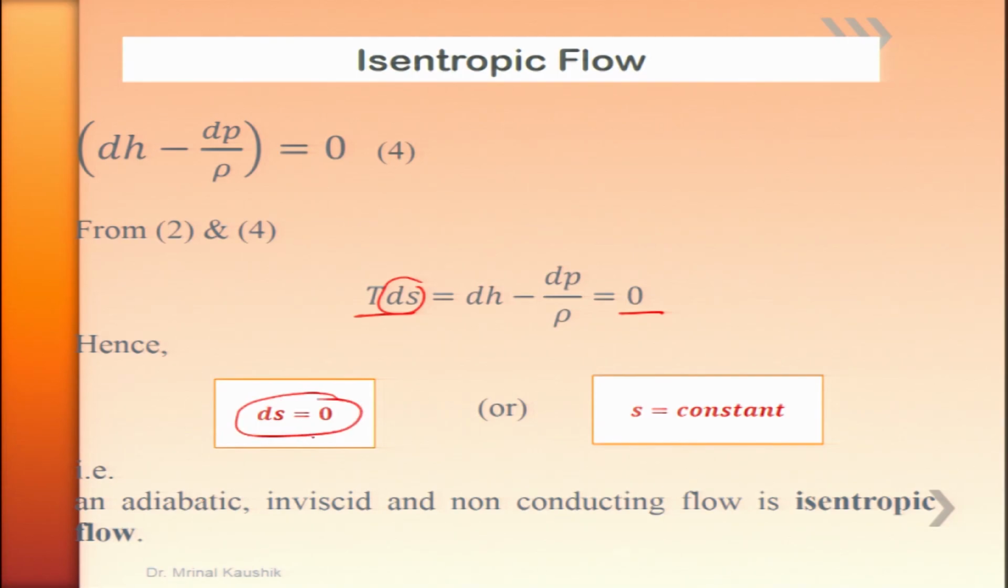That means if you integrate, the change in entropy is 0. That means the entropy is essentially constant for this process where you are applying the steady non-conducting adiabatic flow energy equation. Any steady adiabatic non-conducting flow is also isentropic, and that is why we are applying this energy equation based on these 4 conditions.